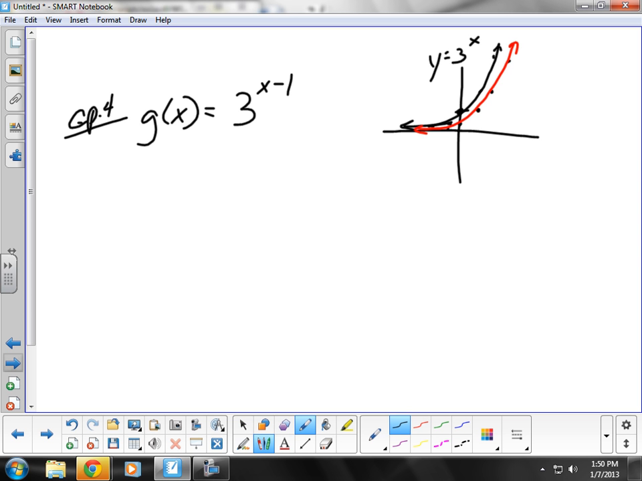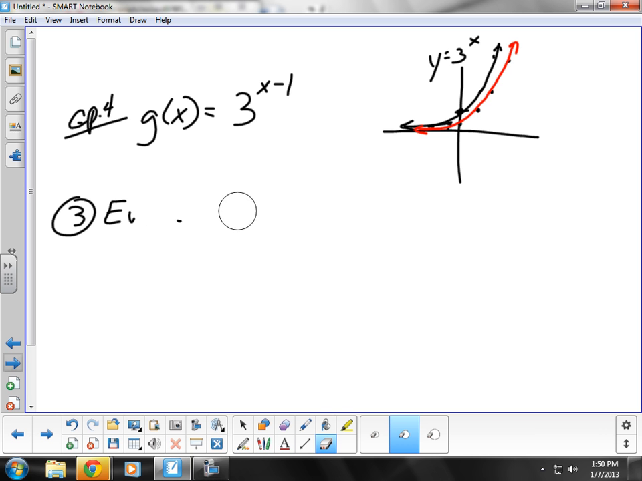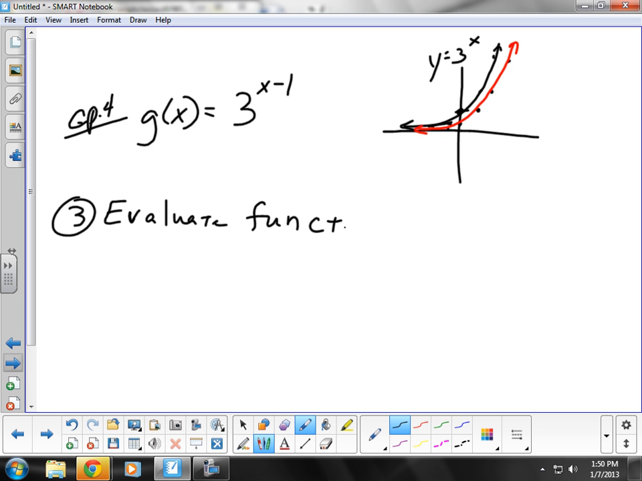Objective 3 in this section is that they want us to be able to evaluate functions with base e. Okay, so the base is e. Well, wait a minute. Didn't I say that the number that I'm raising the exponent to has to just be a number? Can't be a letter.